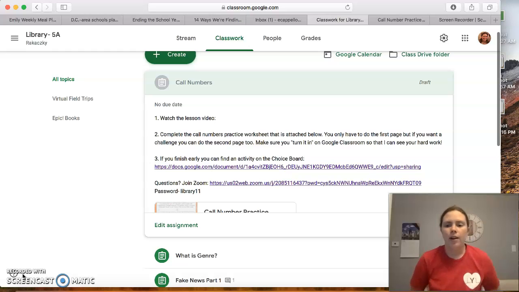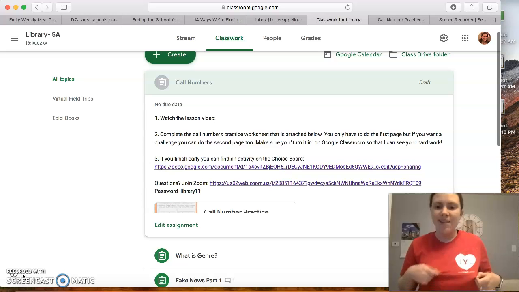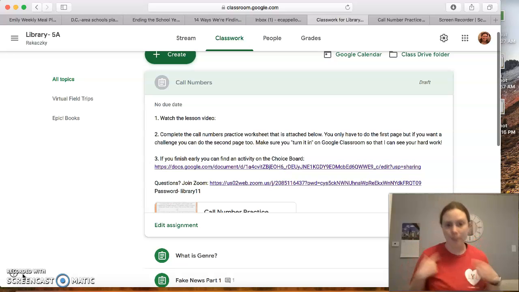So, I also want to point out I'm so bad with this camera. My Love Your Library shirt, and that is because I love my library, and hopefully you love your library too. But anyway, I just thought that was a fun shirt to wear today.